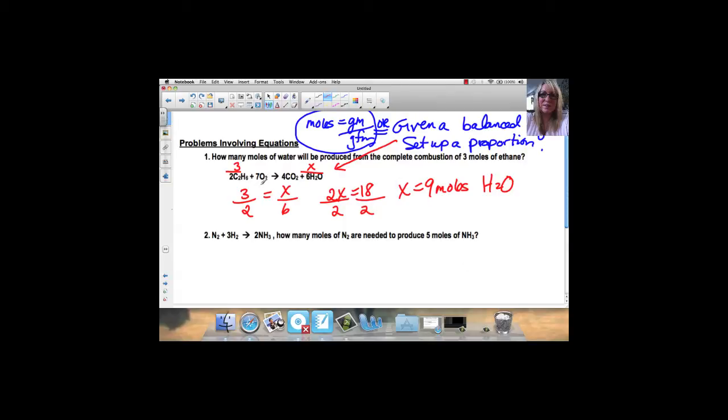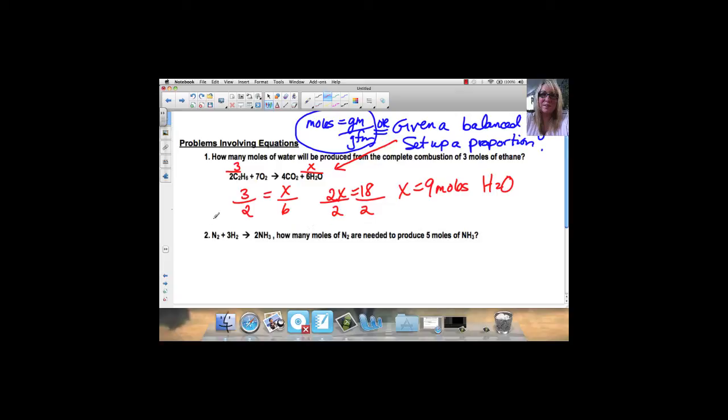Now, you can also do this intuitively in some cases. You can see that the ratio between ethane and water is 2 to 6, which is the same as 1 to 3. So whatever I have here, it's going to be 3 times that. So if I have 3 moles here, 3 times 3 is 9. So 9 moles. But it's so much easier setting up a proportion because sometimes it doesn't always just work out evenly.